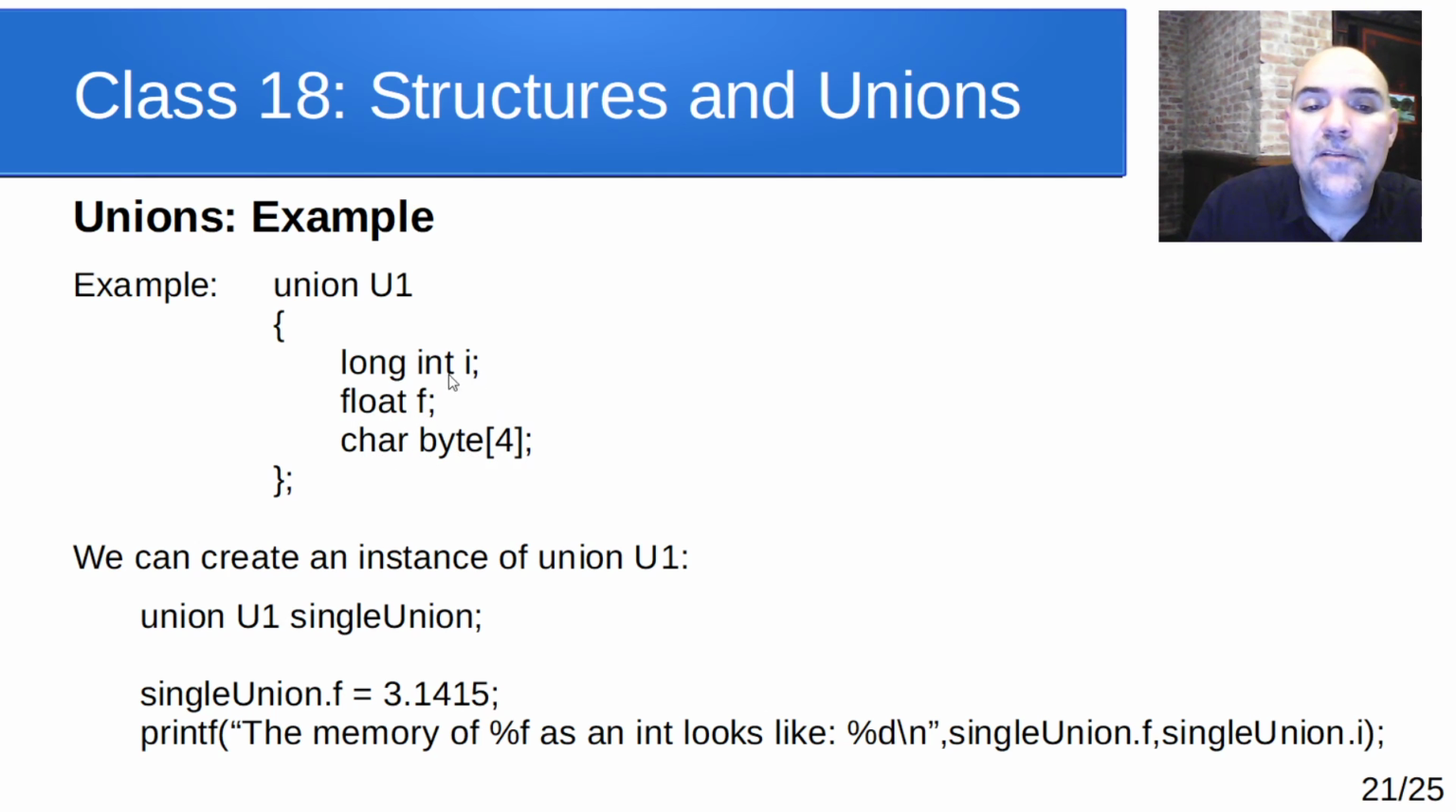You'll notice that all of these are 4 bytes the way we have it right now. That's a 4-byte integer, 4-byte float, a 4-byte character array. So this is giving us different ways to look at that block of 4 bytes.